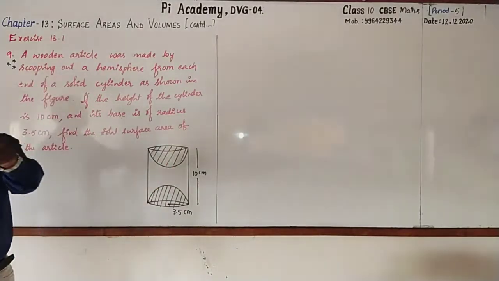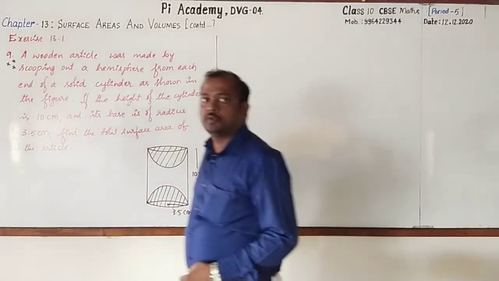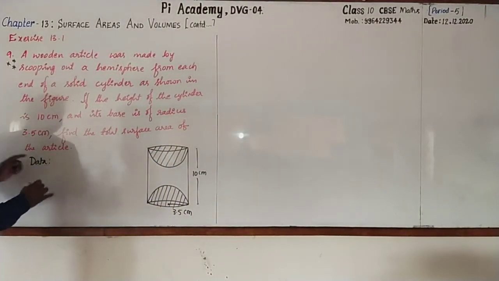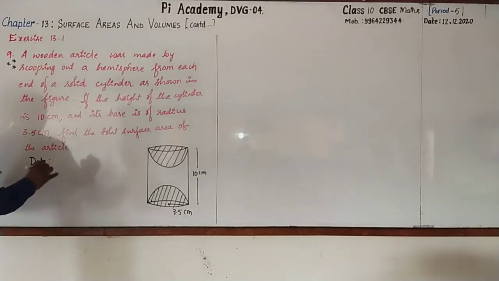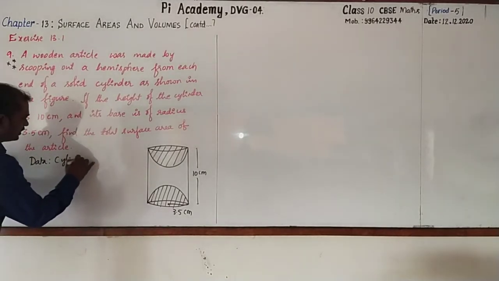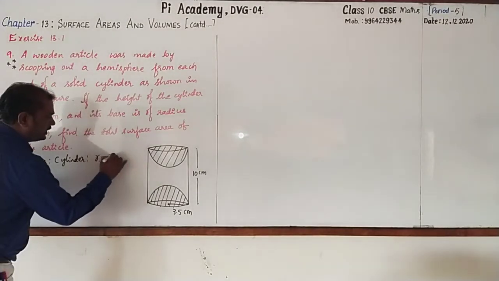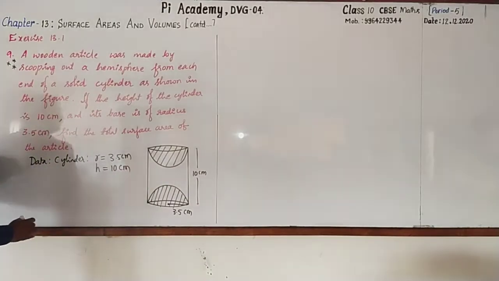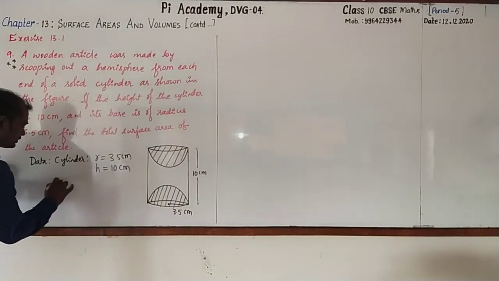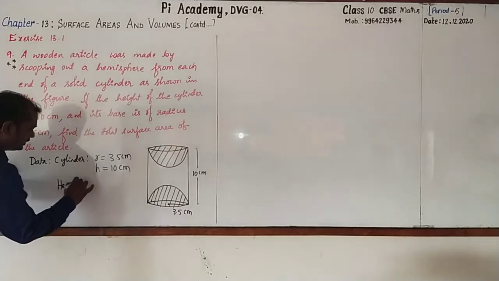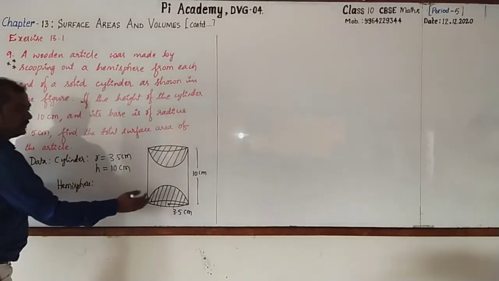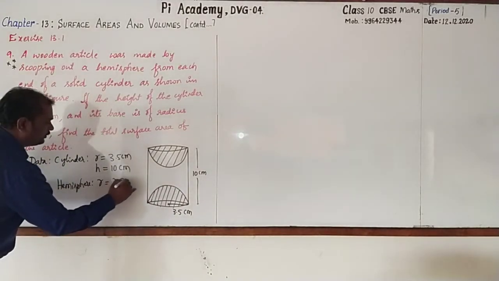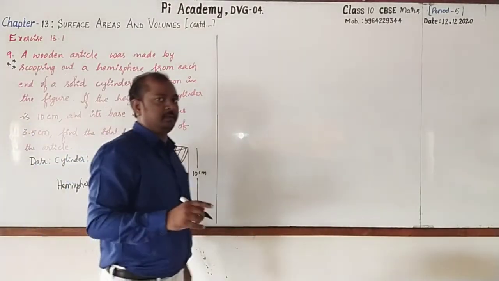Now please go for copying the statement. Draw the figure. Write the data yourself. Hope that you have written. Now just to check, I am going to write the data. Here 2 solids are there. One is cylinder. With respect to cylinder, what has been given? Very good. Radius, it is 3.5 centimeter. Next, height, it is 10 centimeter. Next, there are 2 hemispheres. With respect to hemisphere, its radius is equal to the radius of the cylinder. We can write R equal to 3.5 centimeter. Hope that you have written the same.